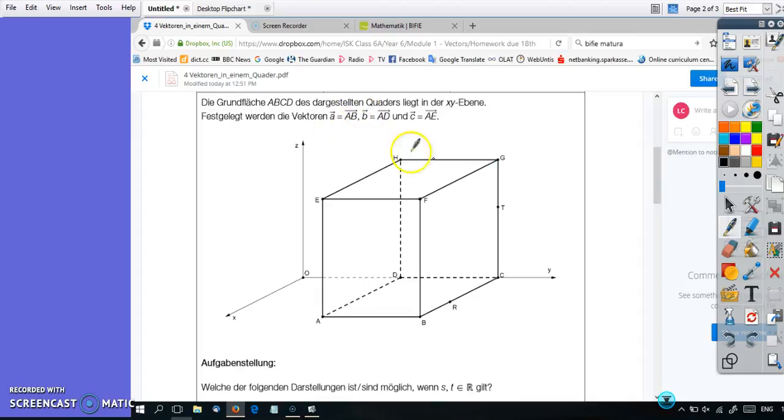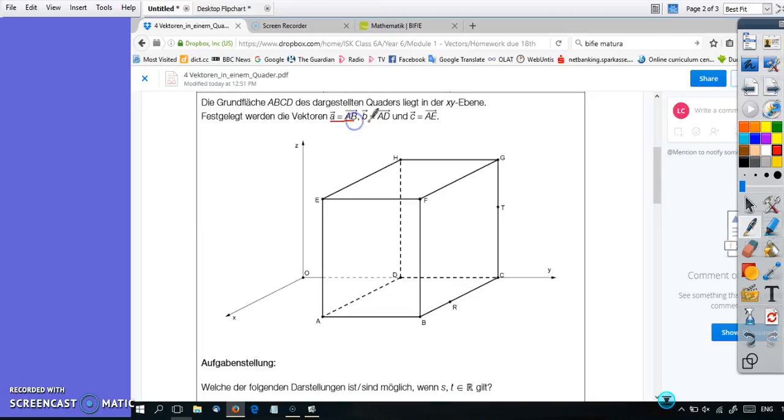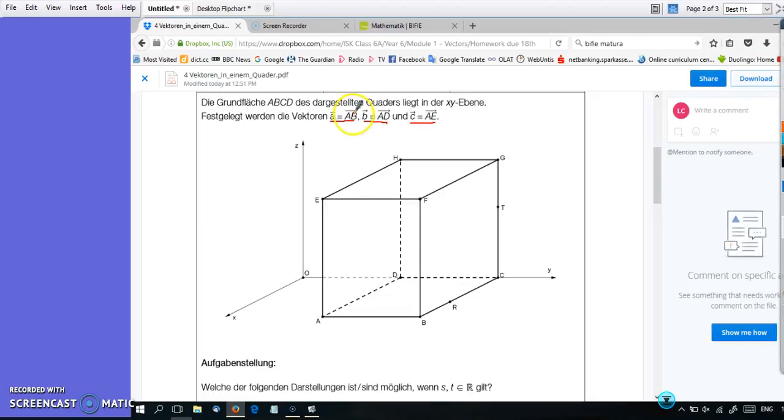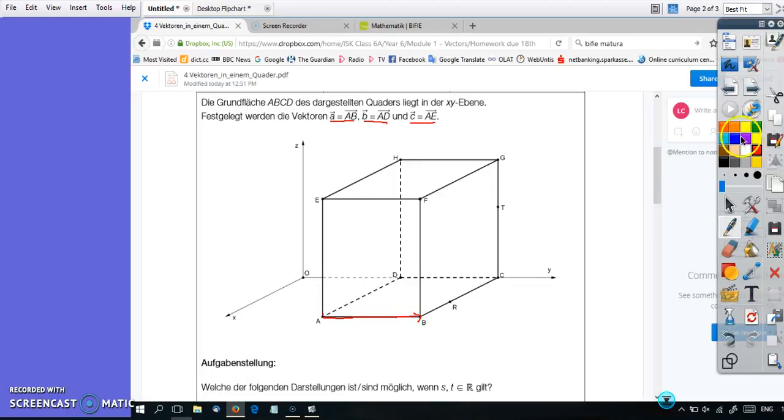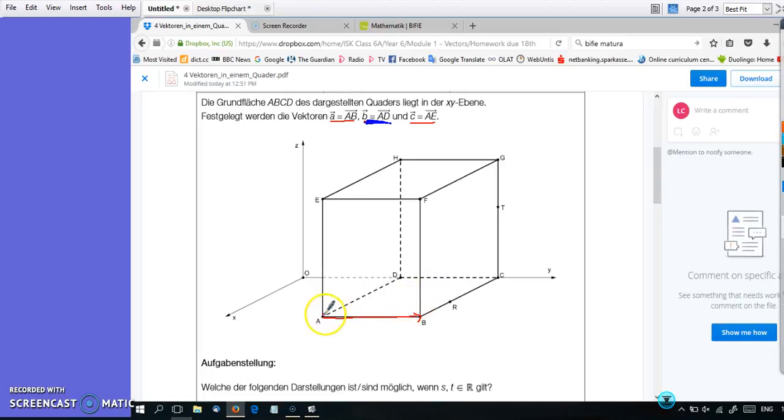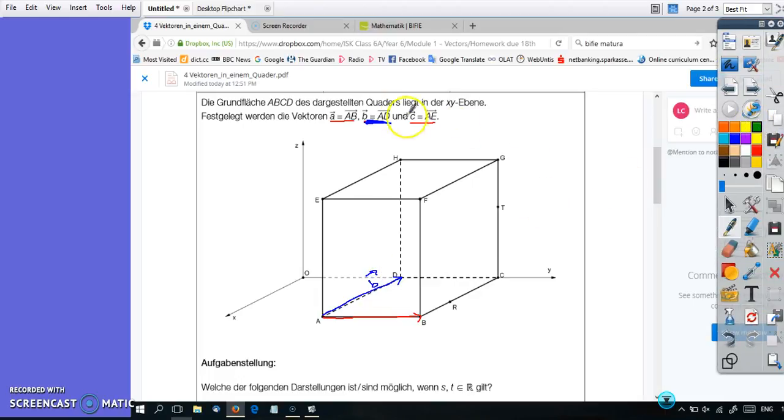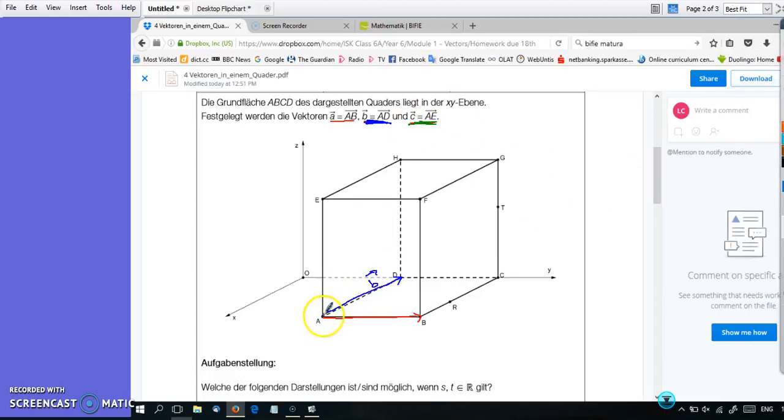So first of all, what I recommend you do with this one is you take a colour and you identify the vectors that we're talking about. So a is the vector from A to B. So that's then along this bottom line here. Just mark that for yourself. Then let's take a different colour. b is A to D. So b is this one here. And c, let's have in green, is A to E. So c then is up here.